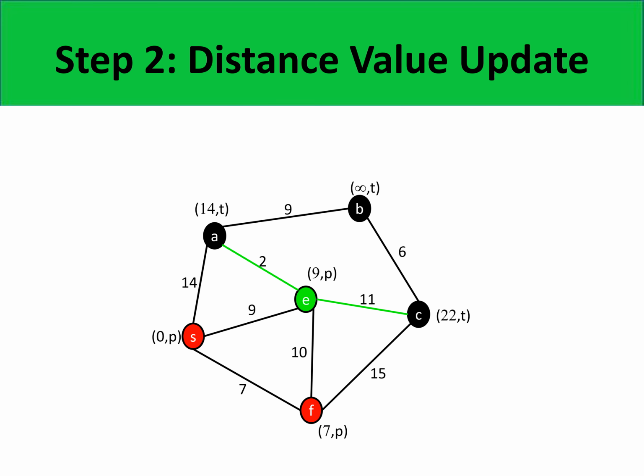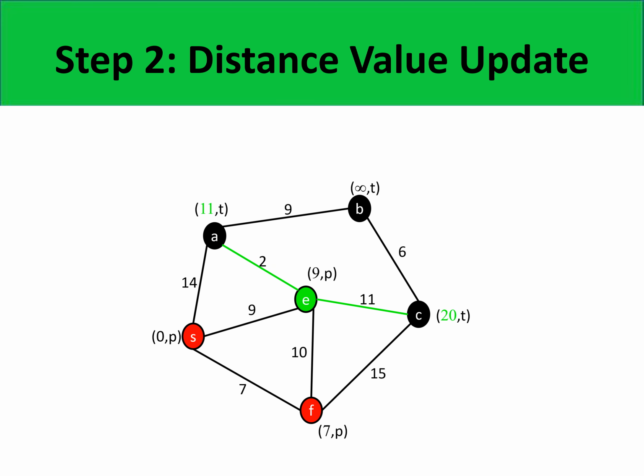Now we update the temporary labeled vertices which are adjacent to E, and these are vertex A and vertex C. So to update, let's add 9 with 2. So 9 plus 2 is 11, and compare it to 14. Since 11 is less than 14, we replace 14 by 11. Now for the vertex C, adding 9 with 11 will give us 20. And comparing it with 22, 20 is less than 22. So we must replace this by 20.